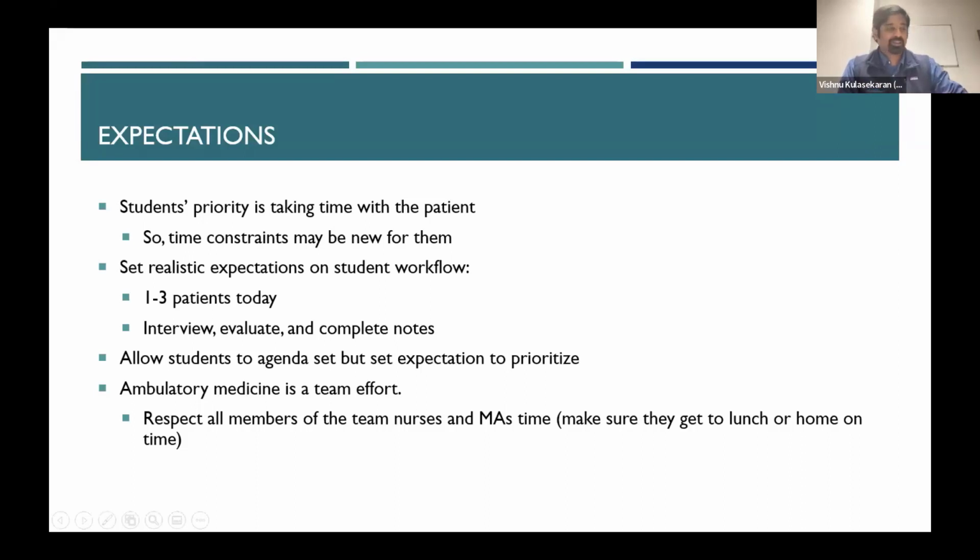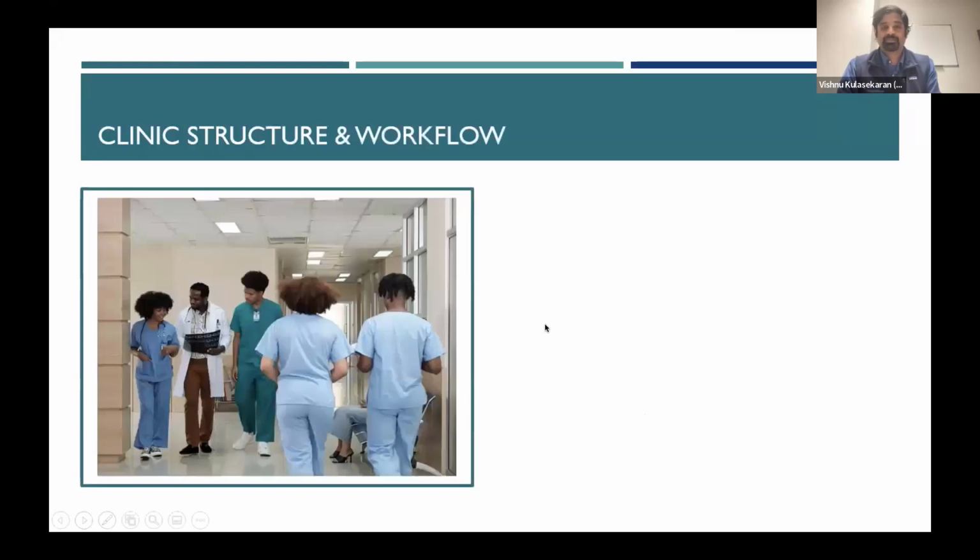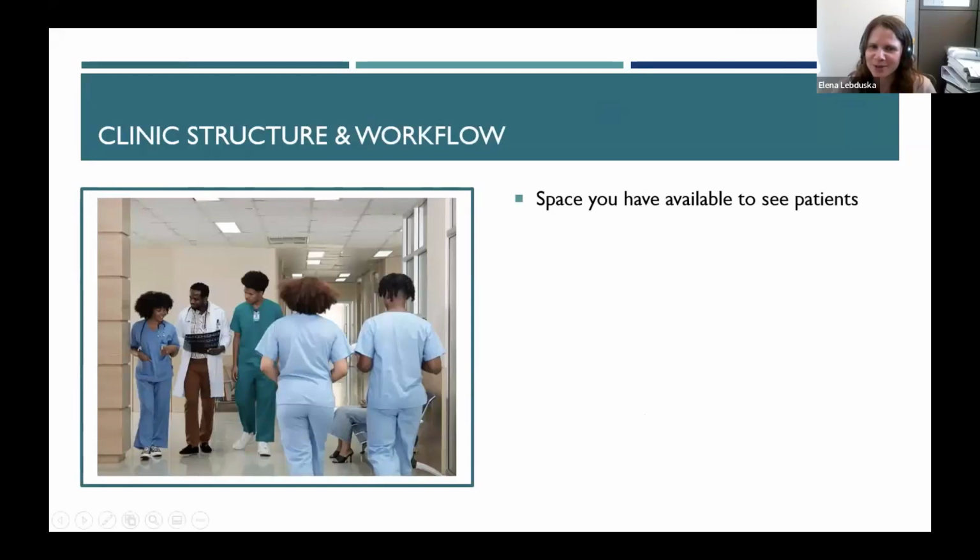Okay, Dr. Lebdeska, could you talk to us a little bit about what you do as far as organizing the clinic structure and workflow when you're working with your student? Sure. So I'm Elena Lebdeska. I'm a primary care doc at the university. One of the big things students sometimes get confused about is how outpatient medicine versus inpatient medicine works, and the structure of the clinic and the workflow. So I think it's important to show them the space you actually have available to see patients, what rooms are yours, what rooms we'll be seeing patients in, so they know where to go and are oriented to the clinical space.